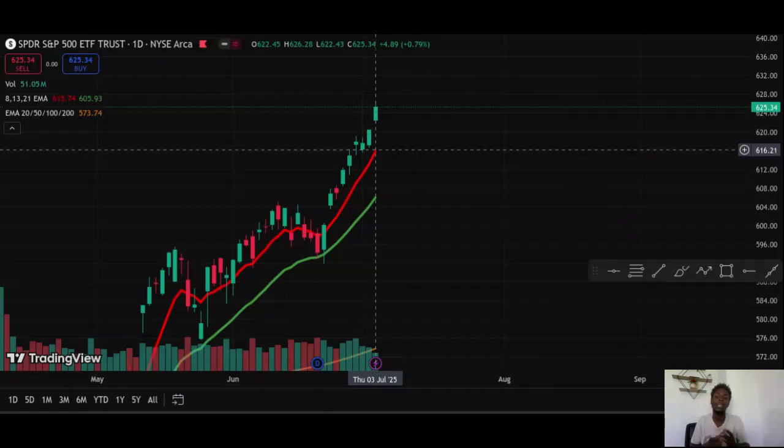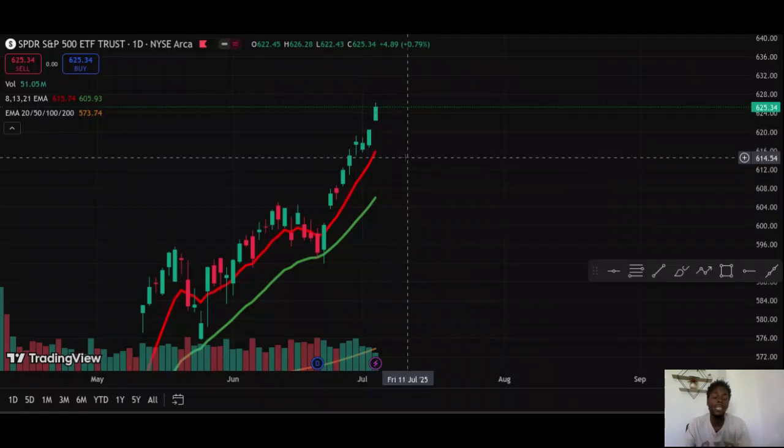So this is telling me that this is not being supported off of volume, okay? And this could be a potential beginning to a bearish volume divergence, right? Because we see price increasing, but the volume decreasing every day. Okay, so watch out for that.